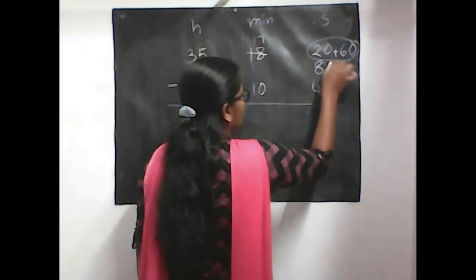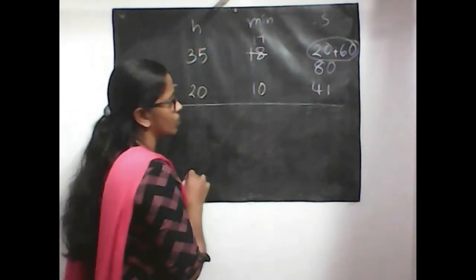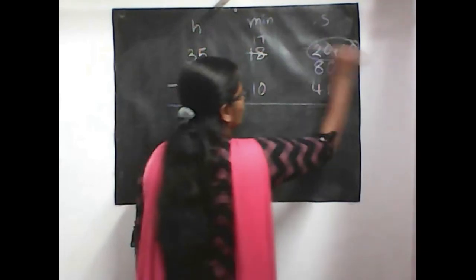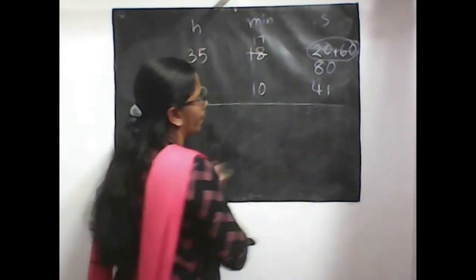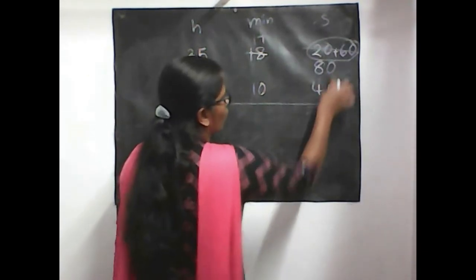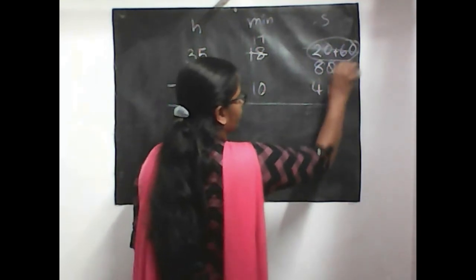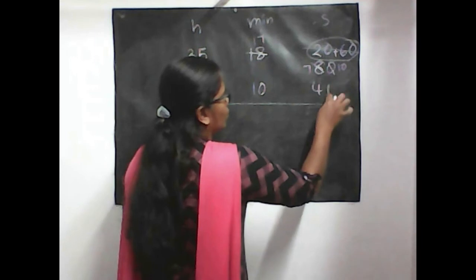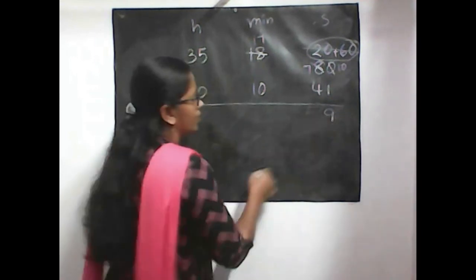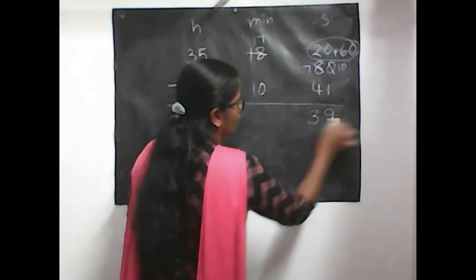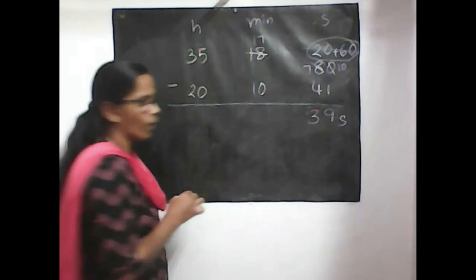You can write here also, if there is space. So no more this one, only this. 0 minus 1 we cannot, so make it as 10. 10 minus 1 is 9. 7 minus 4 is 3. So 39 seconds. That's over.